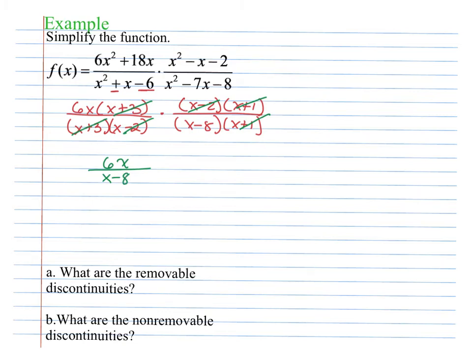Those x's cannot reduce because there is a minus sign that is attaching those together. It is not a binomial or anything being multiplied.